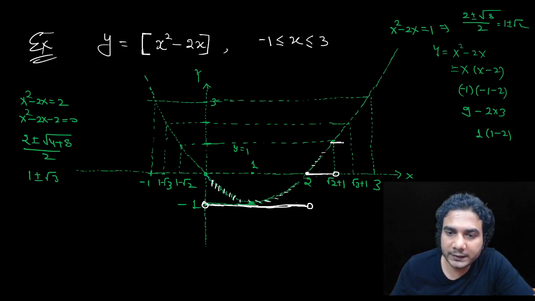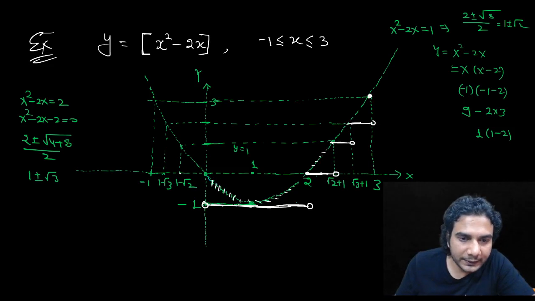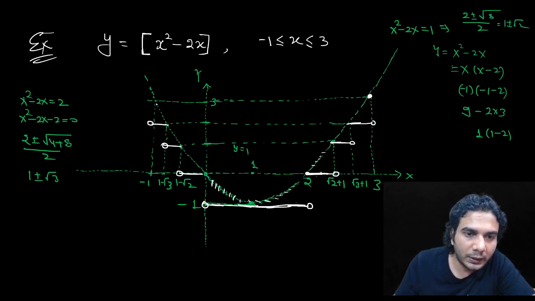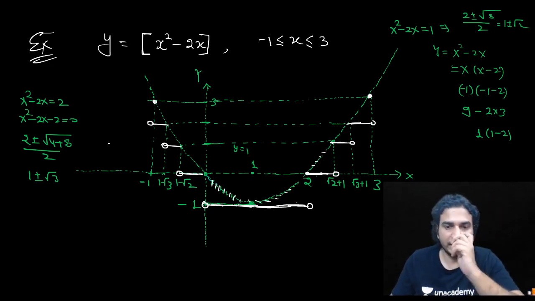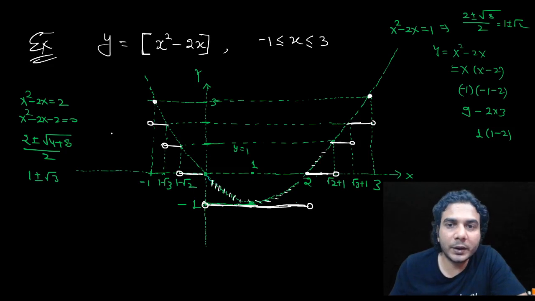Then keep plotting these lines. Sorry, this is 0. I'm sorry. This is 0, then 1, then 2, okay, and then the last point will be 3, and on the left-hand side the same: 0, then 1, then 2, and then 3. All right, this is the graph. So I hope you have got it.